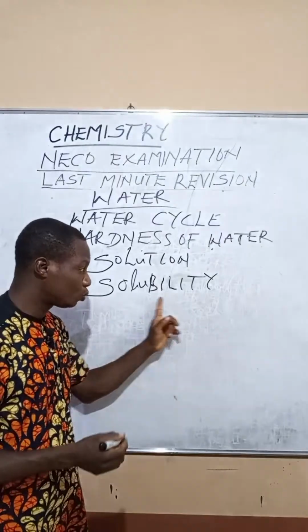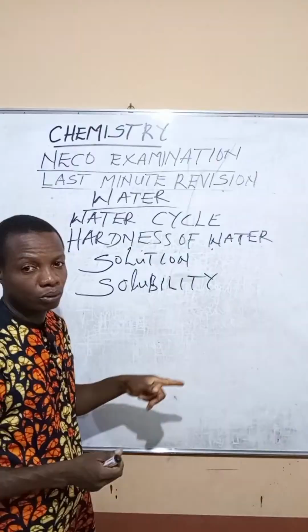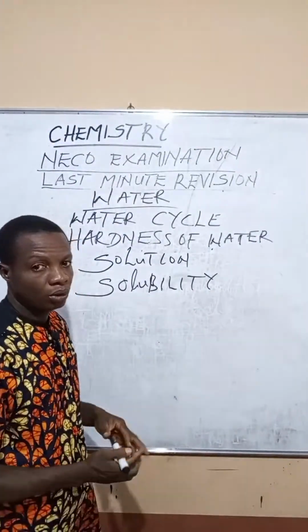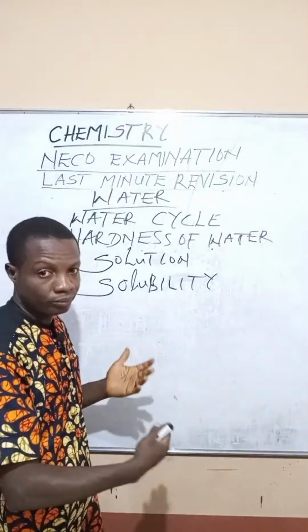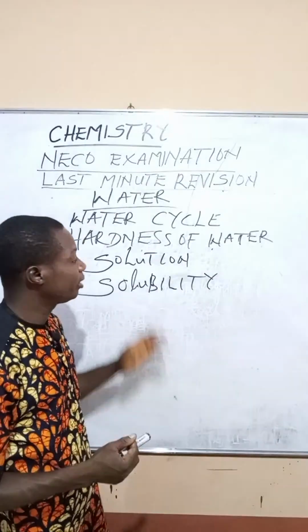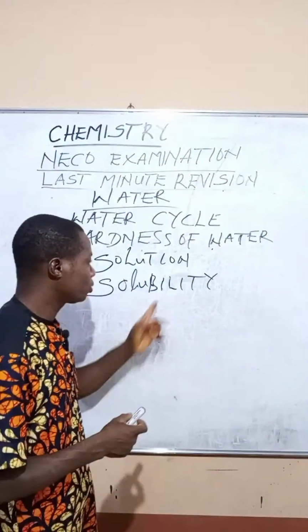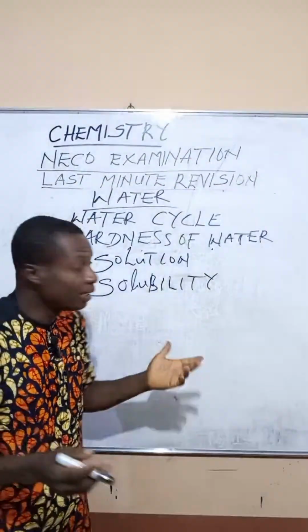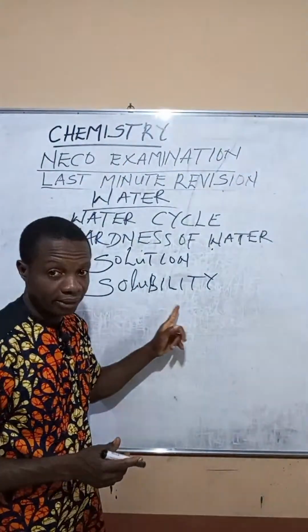It is the number of moles of a solute that dissolves in 1 dm cube or 1000 cm cube. It can also be the number of grams of a solute that dissolves in 1000 cm cube of a solvent to form a solution. So that's what solubility is. You may be given the solubility of a substance and told to calculate. Please do well to do that.